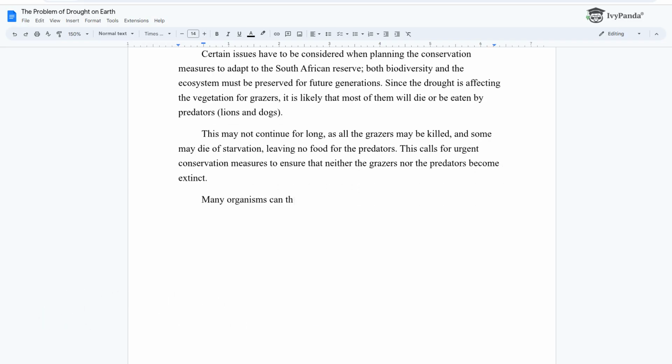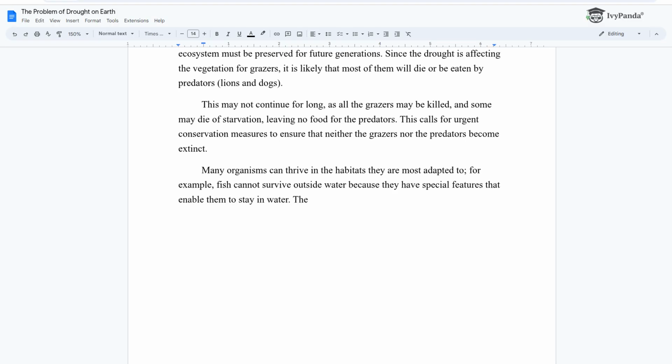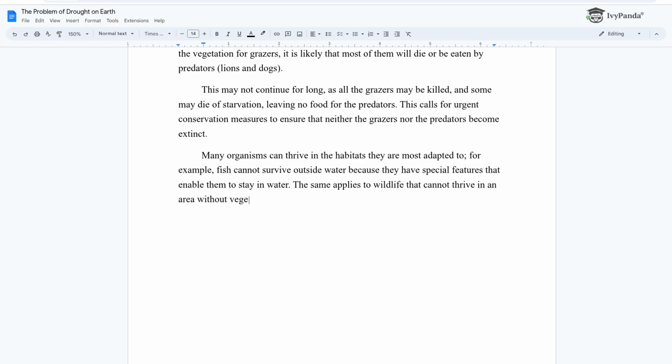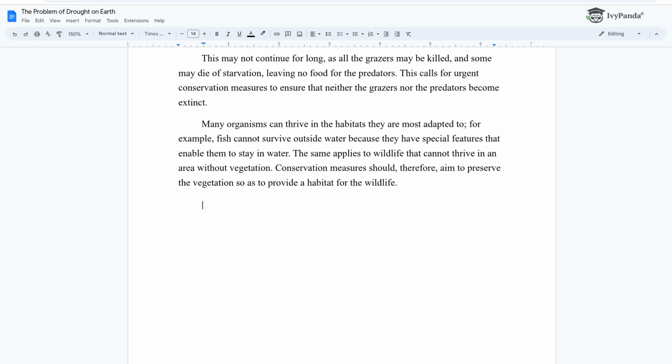Many organisms can thrive in the habitats they are most adapted to. For example, fish cannot survive outside water because they have special features that enable them to stay in water. The same applies to wildlife that cannot thrive in an area without vegetation. Conservation measures should, therefore, aim to preserve the vegetation so as to provide a habitat for the wildlife.